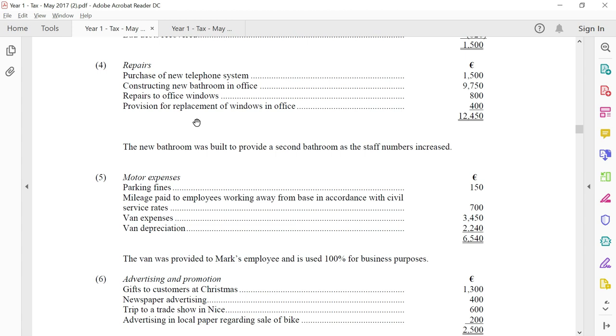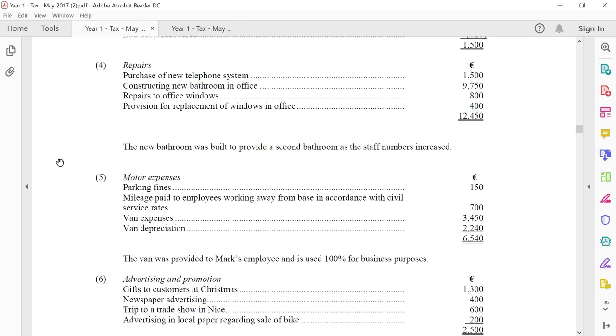And finally, my provision for a replacement of a window in the office. Provisions are usually not allowed. And certainly in this question, it's more than likely not going to be allowed. I can't have a provision in my accounts. Think about it. If I say I'm going to have a provision to go out for dinner tonight, and I'm going to put a provision of 400,000 in for a meal for two, that's not going to be allowed. So a provision is only an estimate, so it is not allowed. So the provision will be added back.